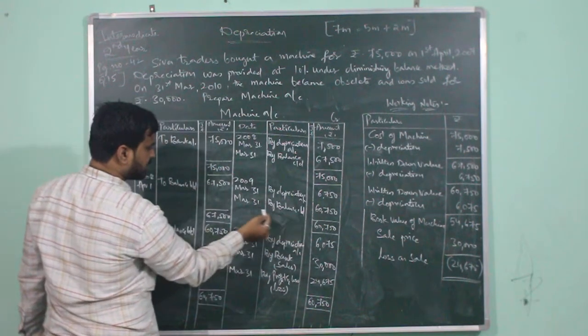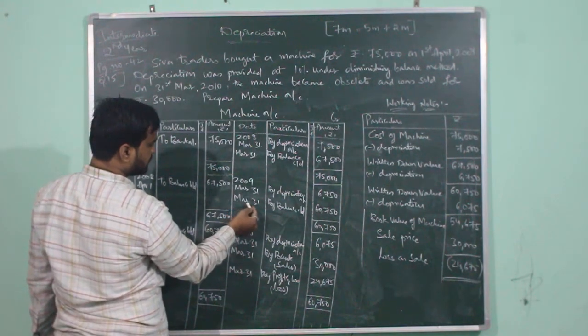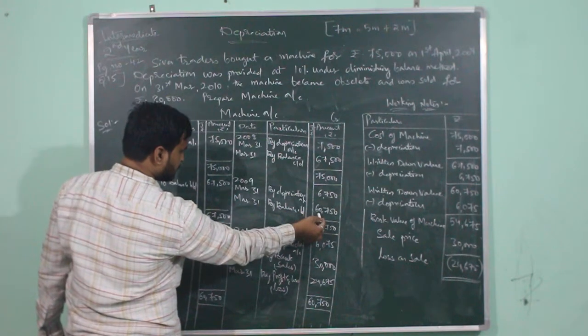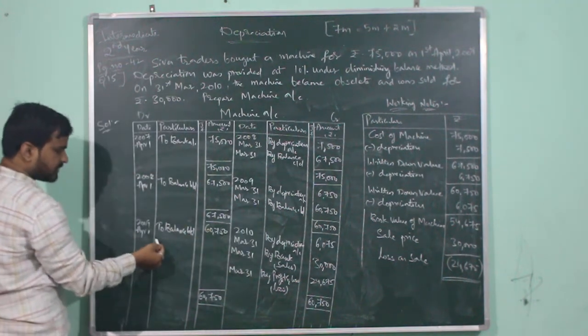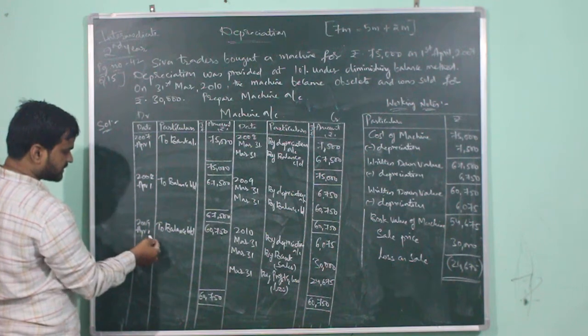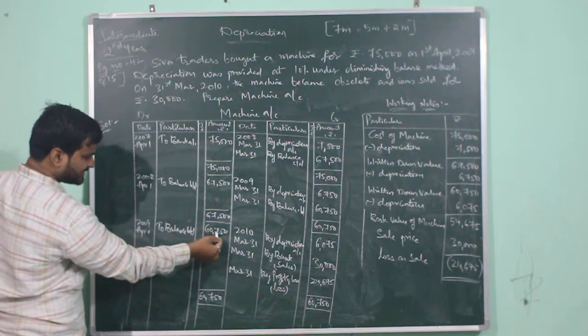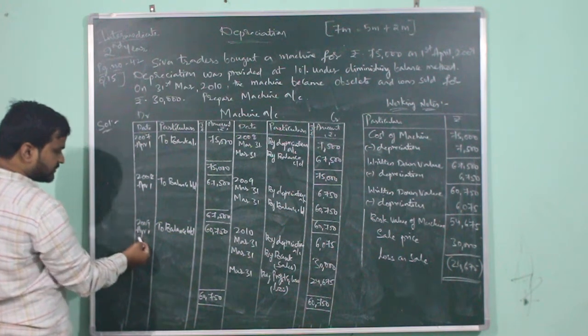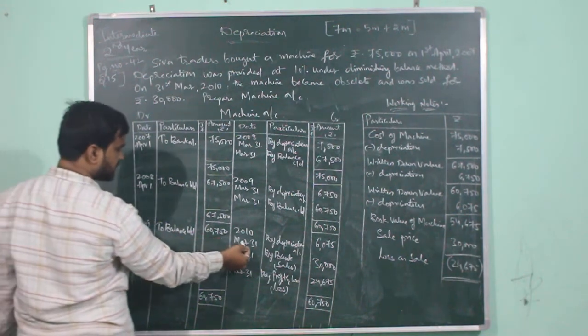as by balance carried down at the end of the second year on 31st March 2009, and the same closing balance will become the opening balance at the beginning of the third year, which will be recorded on 1st April 2009 as to balance brought on 60,750. This financial year will be ending on 31st March 2010.